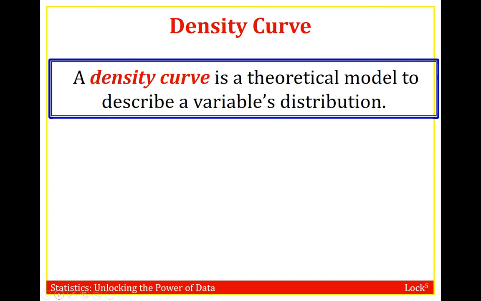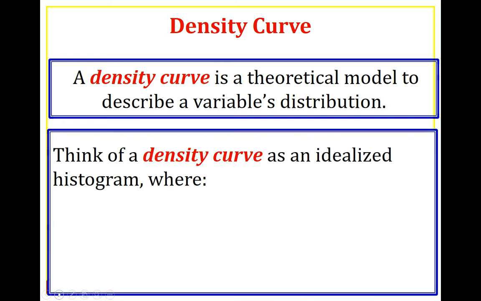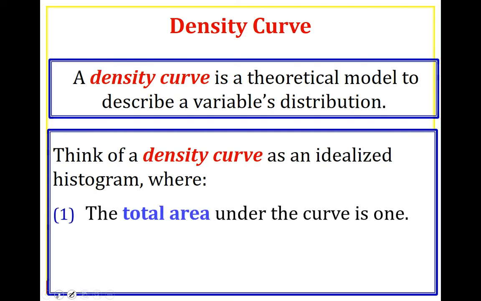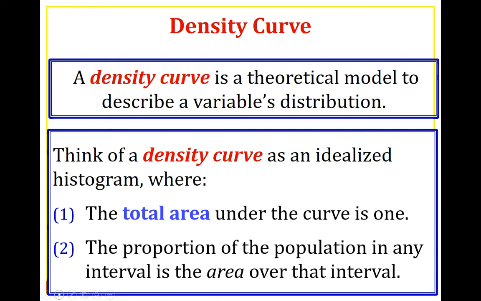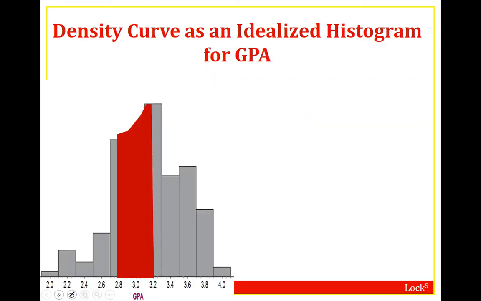It says the density curve is a theoretical model to describe the variable's distribution. So you can think about that density curve as an idealized histogram. We take a histogram and we take data and pile up inside of that data, and we look for the area under that curve. I'll show you a picture in a second. The proportion of the population in any one of the intervals is the area over that interval. Well, that's hard to understand in words, but easy to understand in a picture.